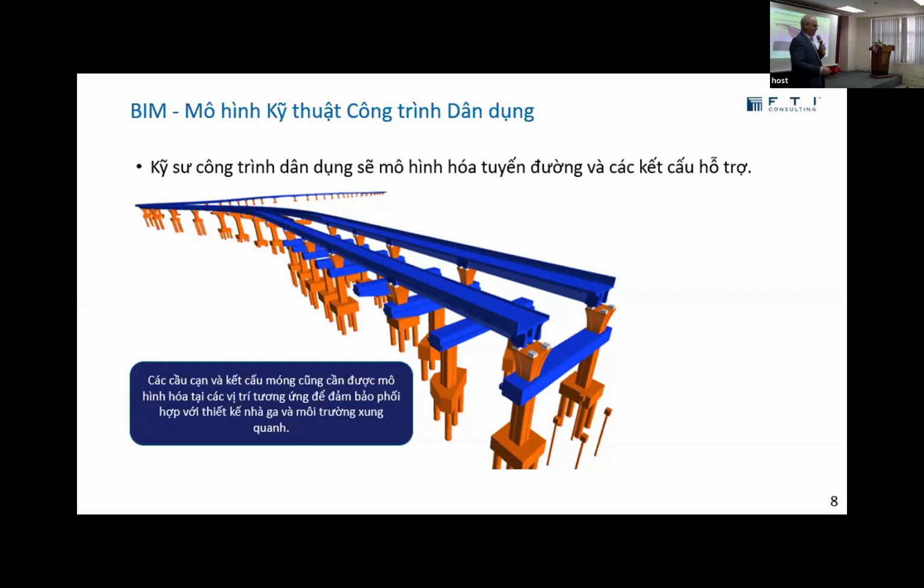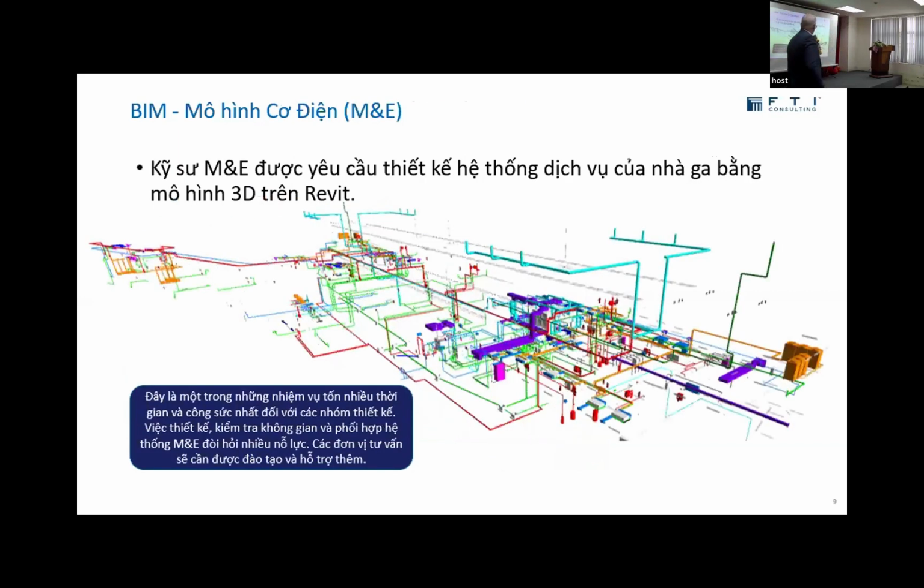They can be trained through the coordination. The problem with BIM in design is the mechanical electrical systems, and in the case of railway, the railway systems, the communication systems, the track work systems, the signaling systems. The design engineers do not have experience of doing 3D modeling, and they do not have experience of doing coordination.